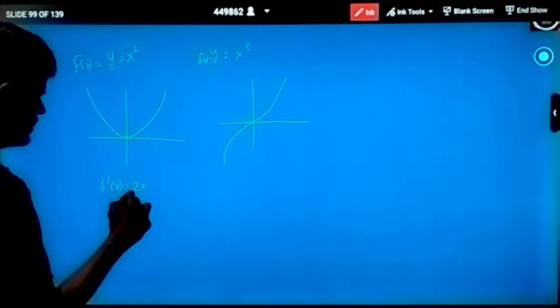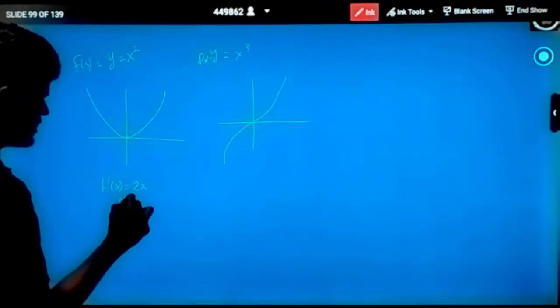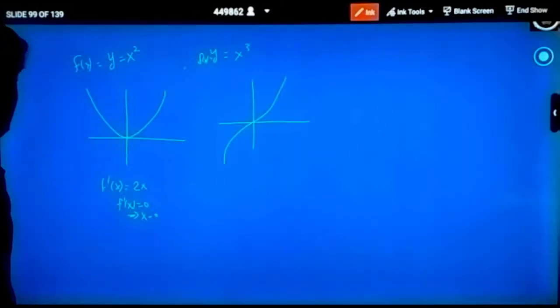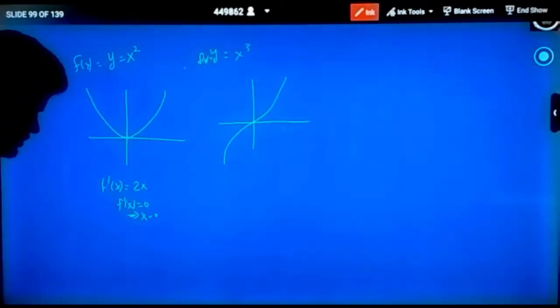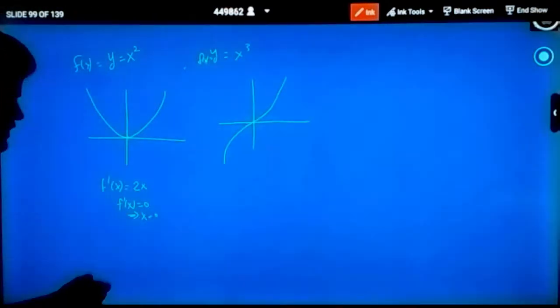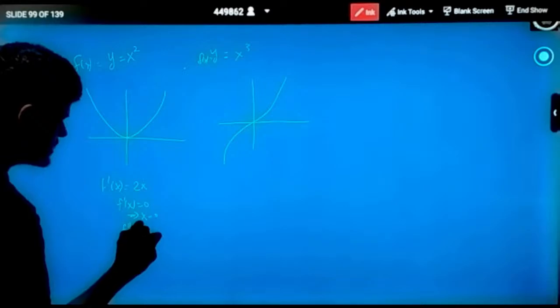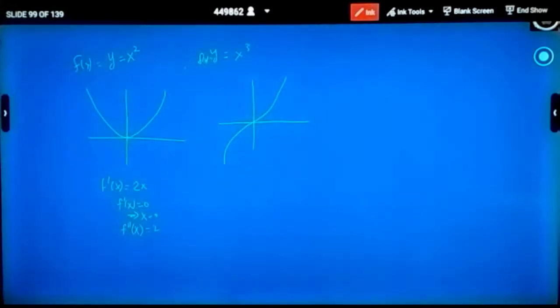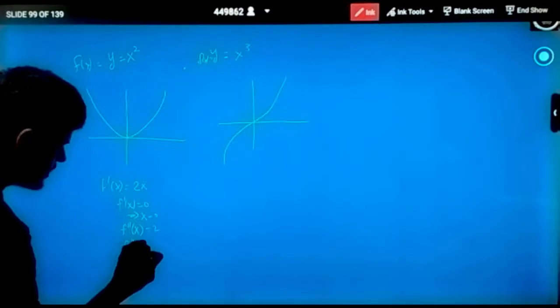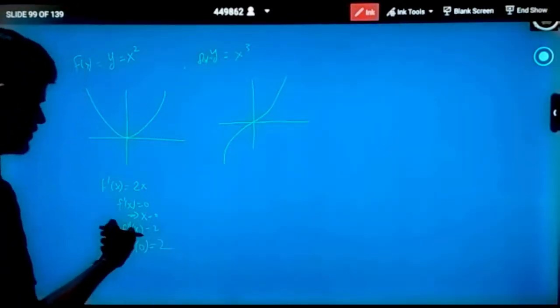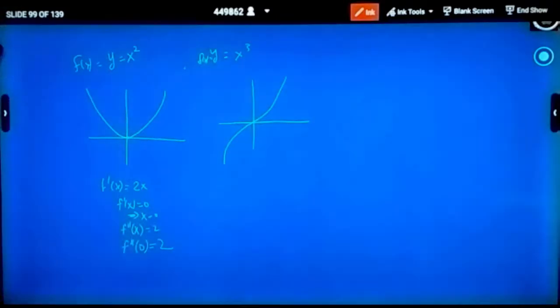What is critical point? Critical point is f dash of x equal to 0, which means x will be 0. 2x equal to 0, x equal to 0. Now what we will do is find f double dash at 0. What is f double dash of x? That will be 2, differentiation of 2x. Then f double dash at 0 will be again 2. Whatever value of x is replaced, it is a constant function, so value is 2.